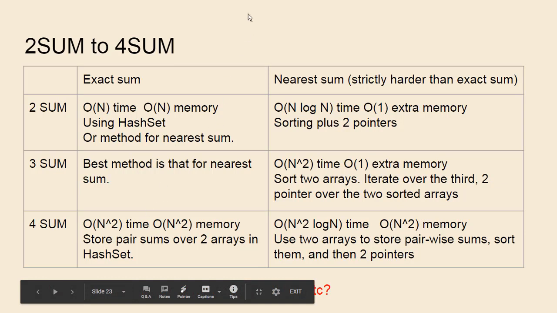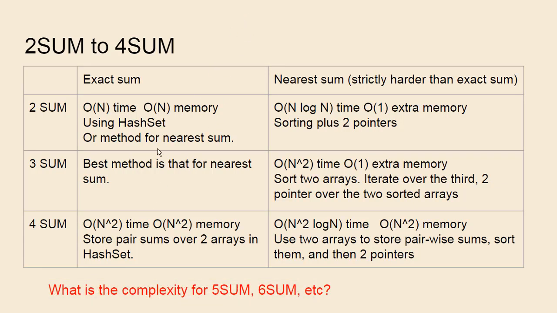So for 4-sum, for exact sum, we can use the algorithm we just saw, the code shown on the previous slide. So we use n square memory. In that case, we use a hash map, and the algorithm also takes n square time. If we are trying to solve near sum, using a hash map doesn't work. We need to use a sorted array.